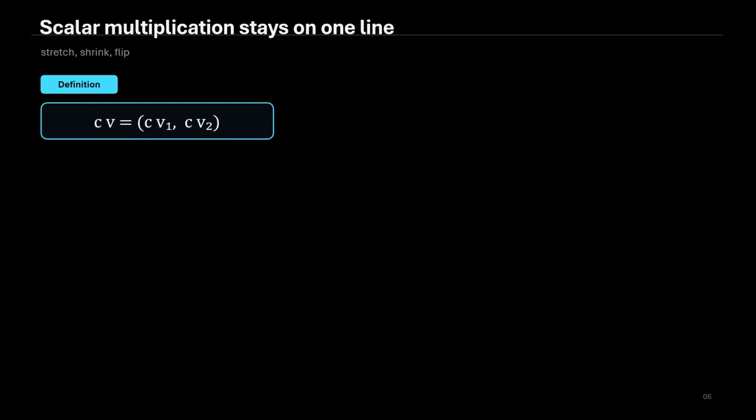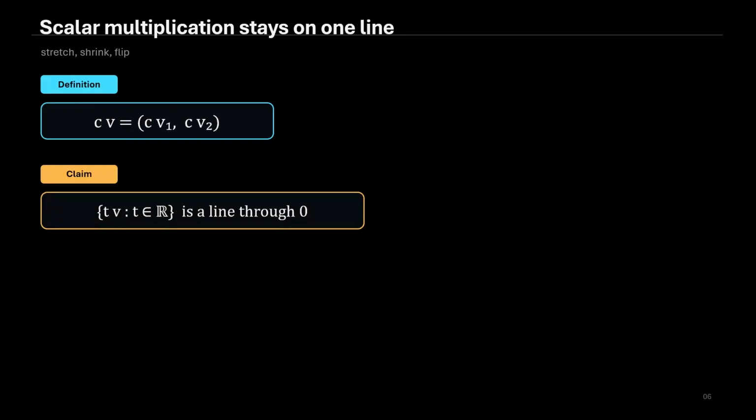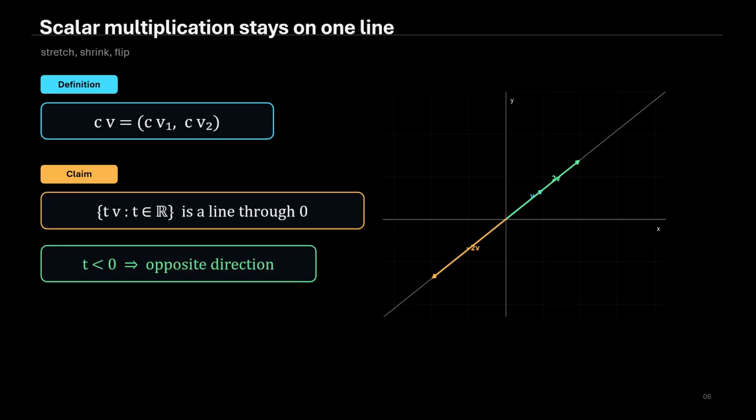Here's a useful way to think about what's going on. If we introduce the set of vectors where we take v and we multiply it by t and let t run over all the real numbers, what happens is that we get a line that goes in the direction of v and it goes through the origin. So we get this line that is parallel to v through 0. When t is positive, tv points in the direction of v, and when t is negative, tv points in the opposite direction. And when t is 0, everything collapses to the origin. So scalar multiplication is the geometry of staying on the same line.